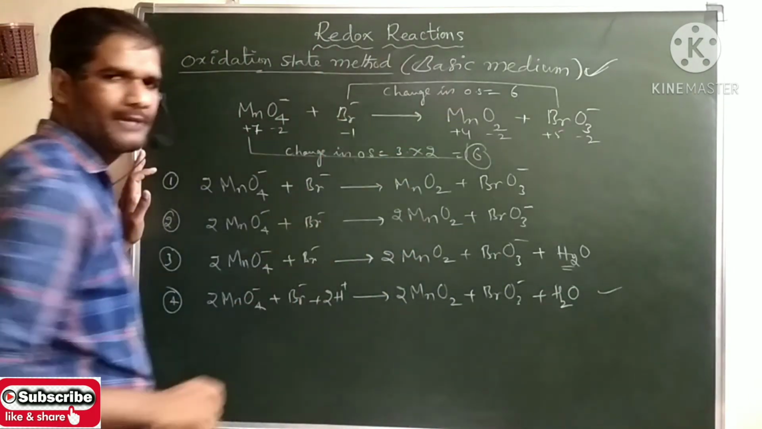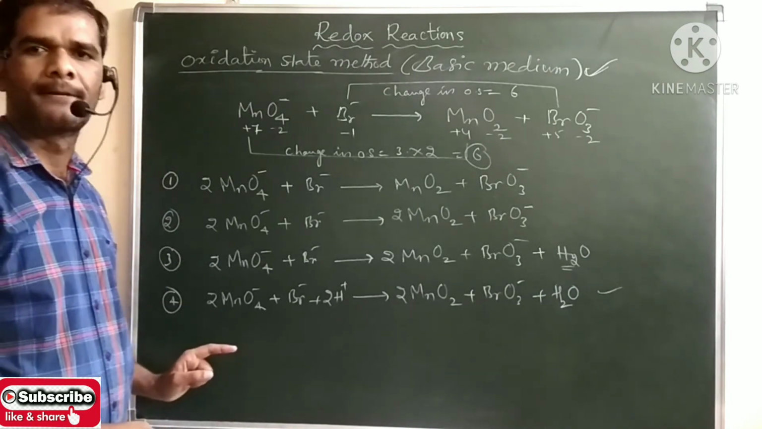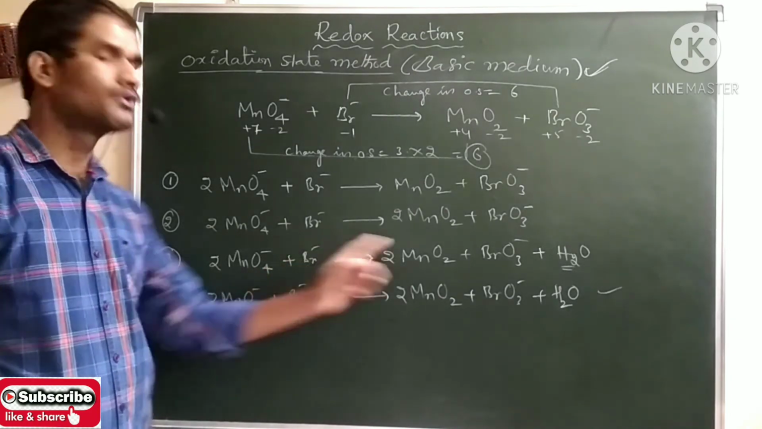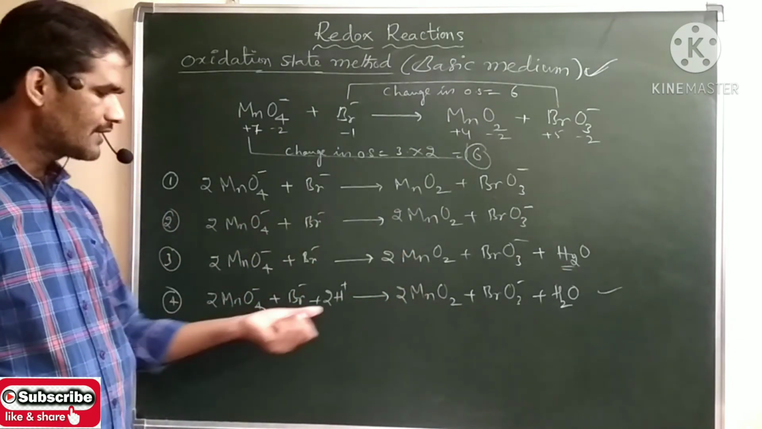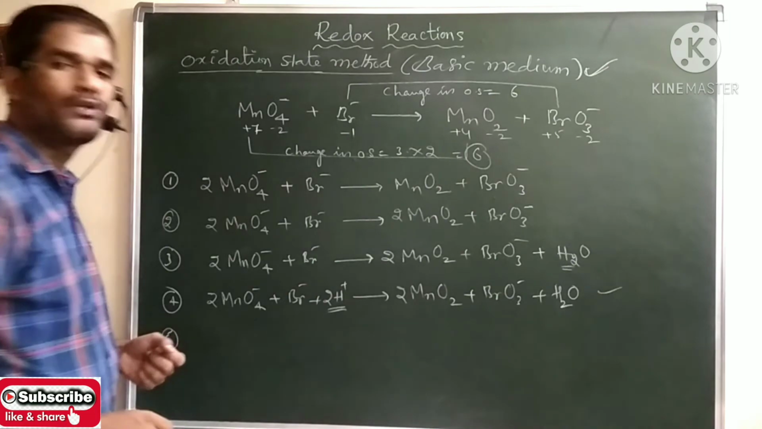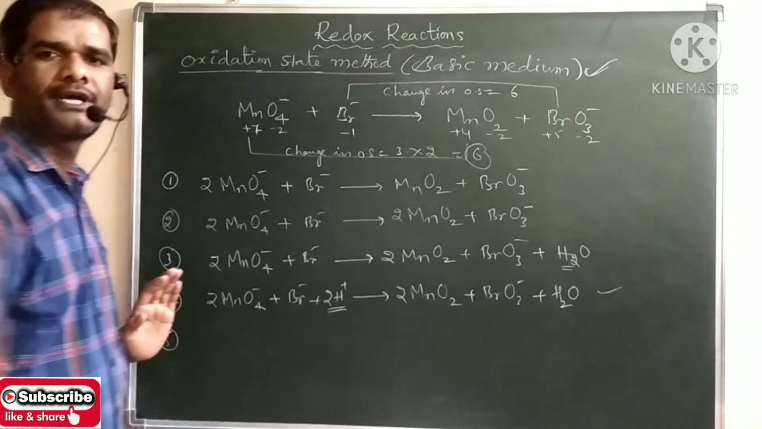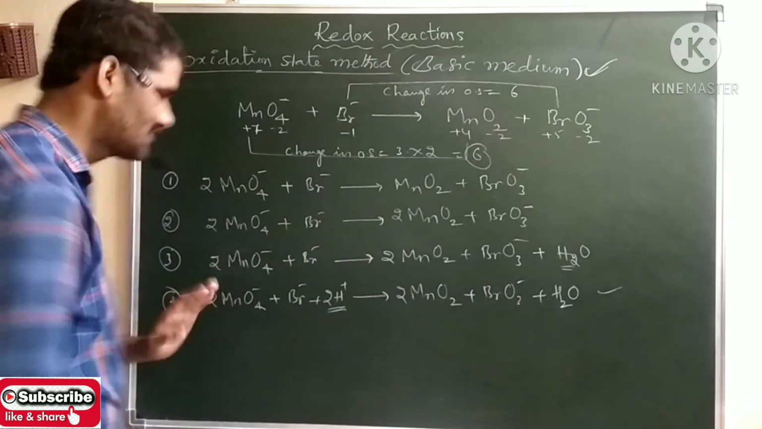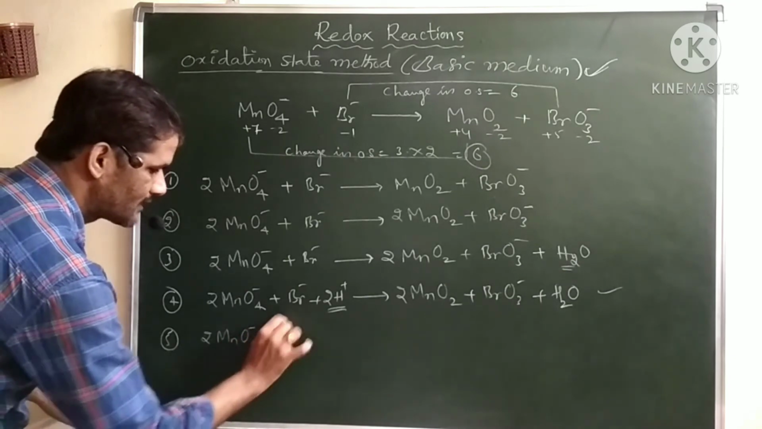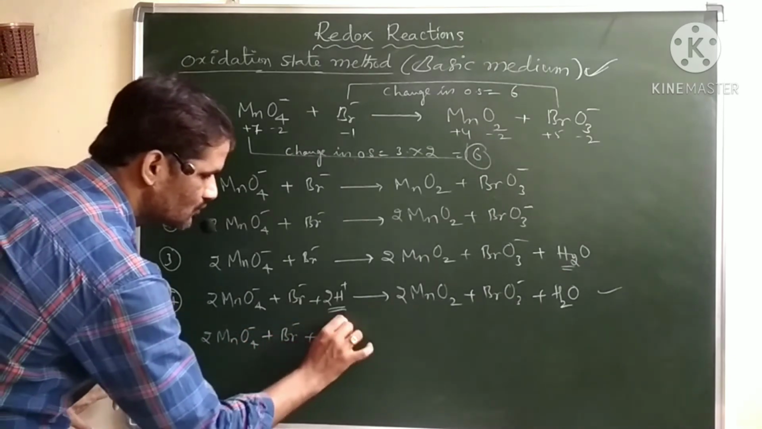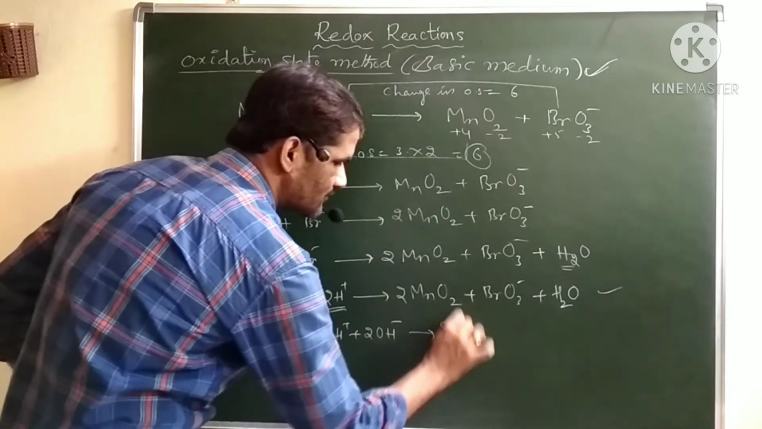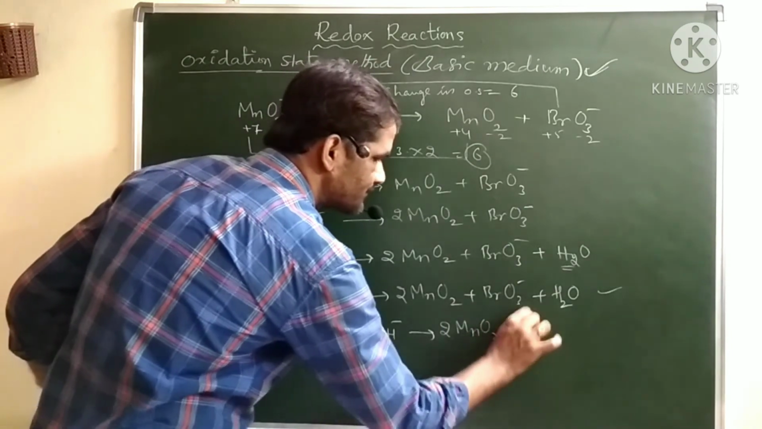But if they ask to balance in the basic medium, we have to take one more extra step. What is that? It is the fifth step. We have to add OH minus on both sides. How many OH minus? Equal to that of H plus ions present in the reaction. Here how many H plus are there? 2 H plus. So you have to add 2 OH minus on both sides of the reaction. So this is the last step. So here 2 MnO4 minus plus Br minus plus 2 H plus. Now I am adding 2 OH minus. On the right side also we have to add 2 OH minus.